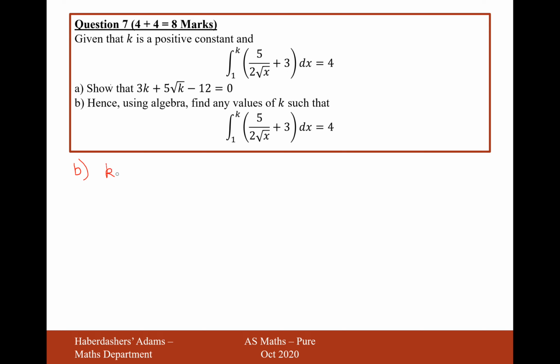What I'm going to do here is set k equal to x squared. The reason being is that root k can then be written as just bog standard x, and we don't then have any square roots or anything. So what we'll then do is rewrite our quadratic: 3x squared plus 5x minus 12 equals 0.